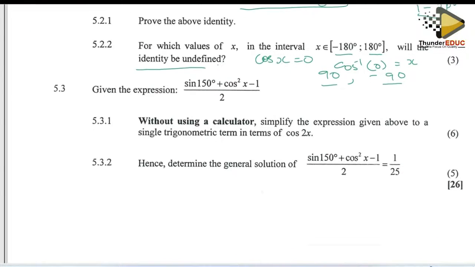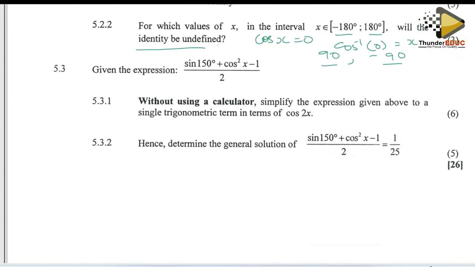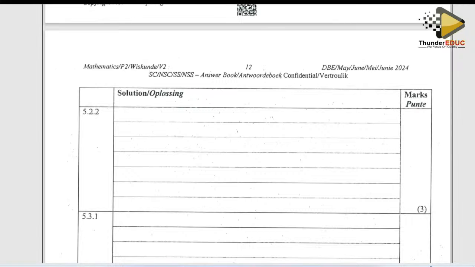Then if we are given this expression, without using a calculator, let us simplify the expression to a single trig ratio, 6 marks. To a single trig ratio, what are we going to do? Okay, so what I'm seeing is, I'll say the sine of 150 plus cos squared x minus 1. This is everything over.